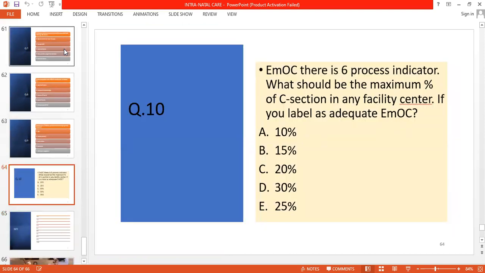For emergency obstetric care, there are six process indicators. What should be the maximum percentage of C-section in any facility if you label it as adequate emergency obstetric care? 10%, 15%, 20%, 30%, 25%. B, 15%. Maximum 15% and minimum should be 5%.